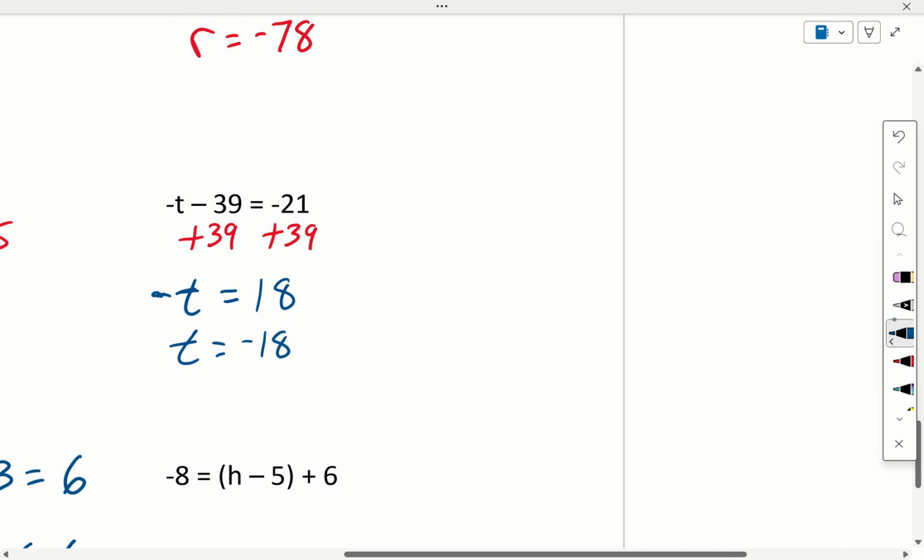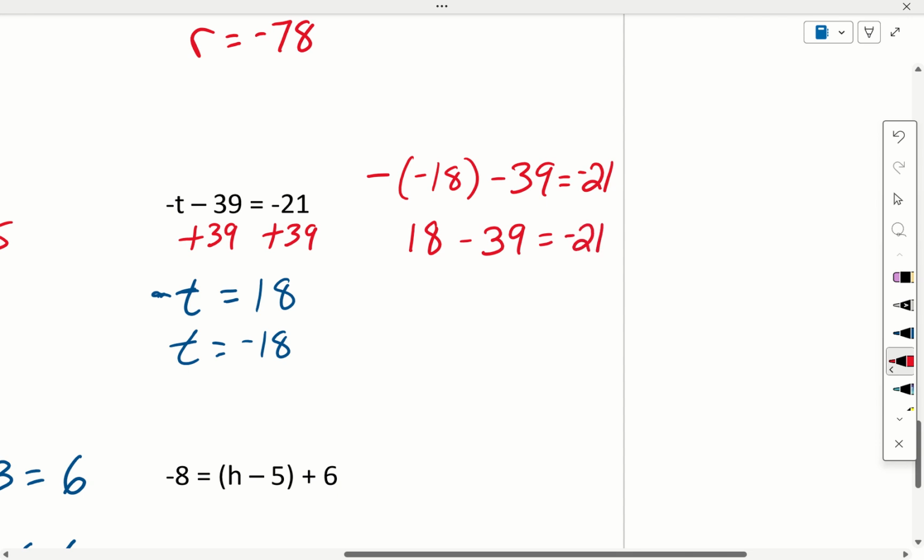And let's plug this in to make sure we like it. T is negative 18, so it's the opposite of negative 18, minus 39. Is that equal to negative 21? Negative 18 is positive 18. Minus 39 does equal negative 21. So I like that. T equals negative 18.